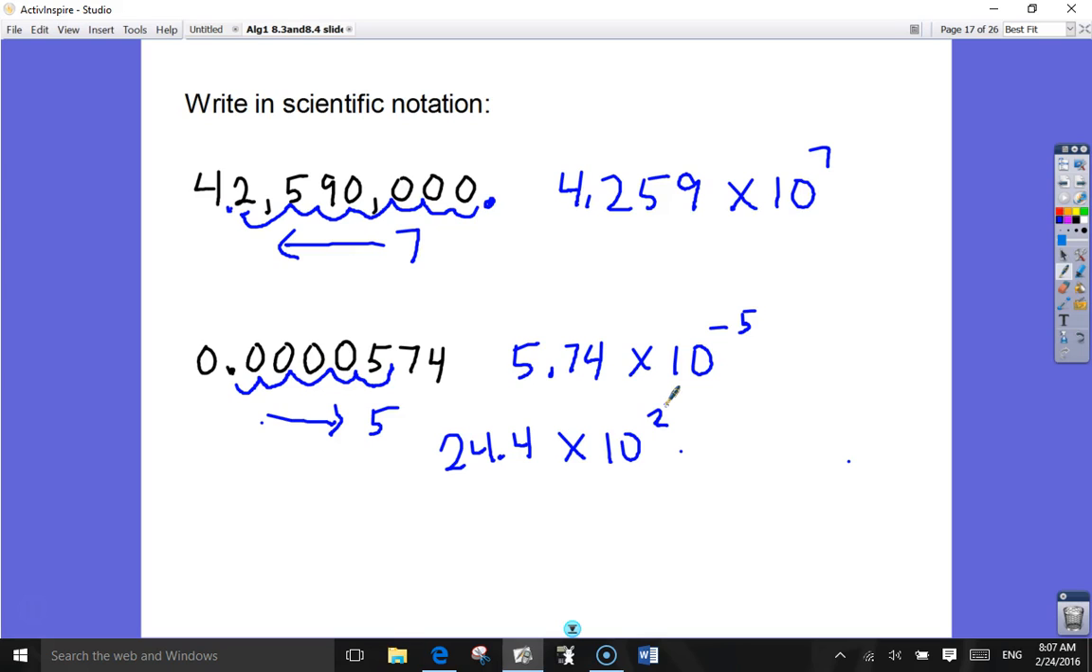But usually we don't want this to be 2 places over. We want this to be 1 over. So if I move this over to the left 1, what will I do to that? Add 1, right? As this number gets smaller, that number gets bigger. So it becomes 2.44 times 10 to the third.